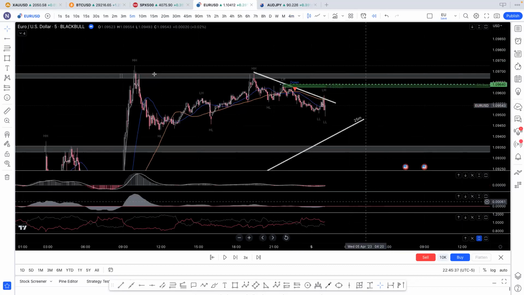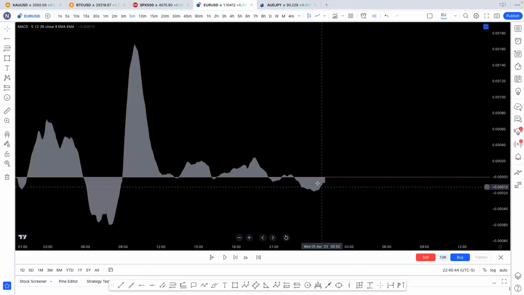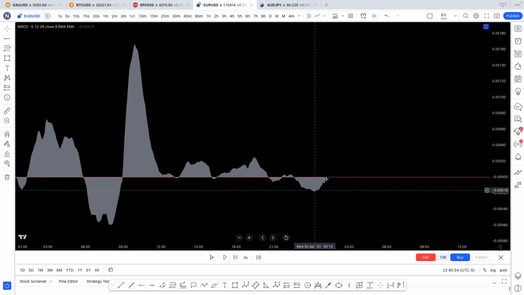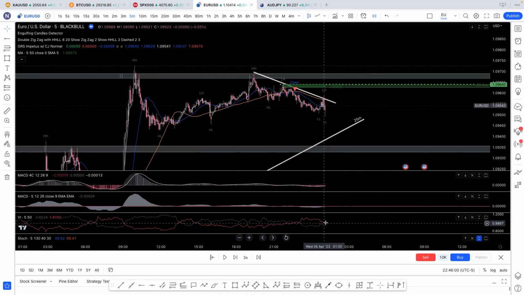Another thing I'm looking at as well is my MACD. It hasn't broken past this 0 line yet, so I want to wait to see what price is going to do to this MACD. And then my vortex is still showing bearish for the sell. So I feel most comfortable letting price play out before I make any decisions.